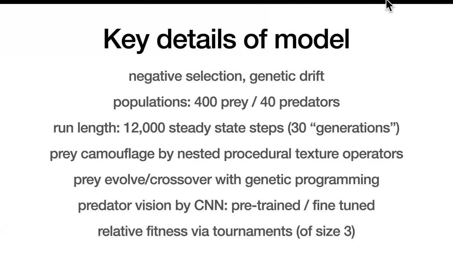Okay, so the predators are CNNs. Pre-train them on a task of finding a conspicuous object in a field, and then they are fine-tuned during each simulation run for the particular background images and evolved camouflage. The fitness for evolution is relative, and it's established by tournaments of size 3.